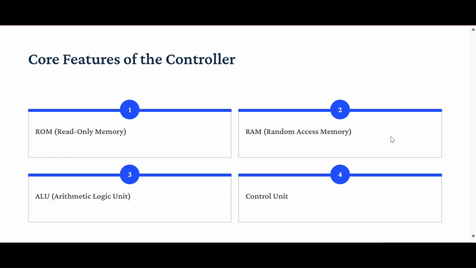Finally, we have the control unit. Control unit works like a manager. For example, a manager decides who will work, when the work will start, and in what order the task will be done. Similarly, the control unit controls all operations inside the controller. It coordinates between ROM, RAM, and ALU. So output is what the system does after processing input.